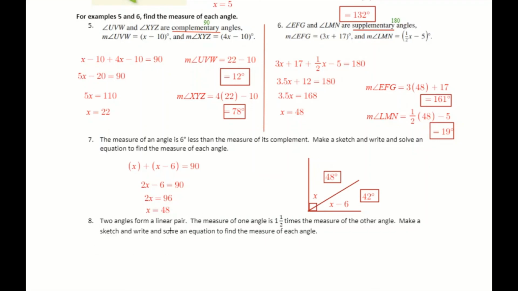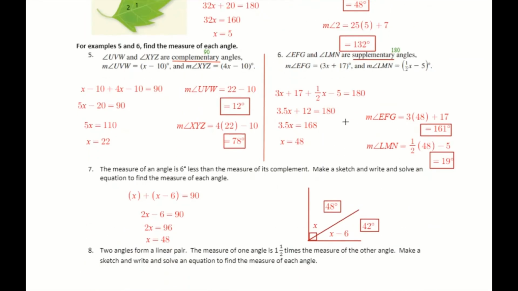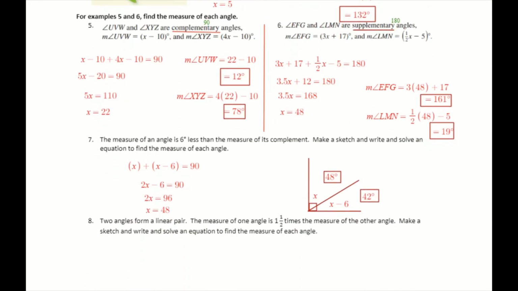Okay, two angles form a linear pair. Again, a linear pair is two supplementary adjacent angles. So let's sketch at least a line out, and we'll see how much bigger one is than the other. The measure of one angle is 1.5 times the measure of the other angle. So we've got a bigger angle and a smaller angle.